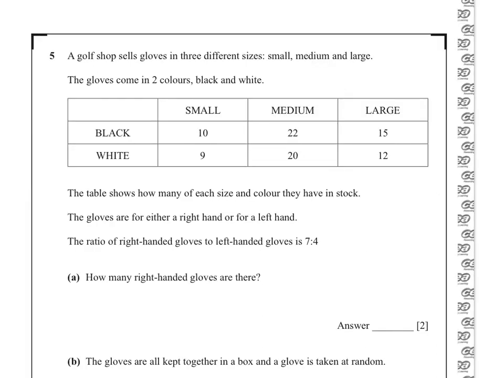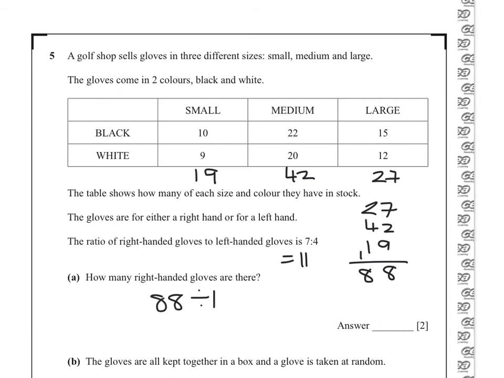To work out how many right-handed gloves, we need to work out how many gloves have been sold. So small is 19, medium is 42, and large is 27. So if I do 27 plus 42 plus 19, I get 88. 7 plus 4 is 11. So right-handed gloves will be 88 divided by 11, which is 8, so that's 1 part. And right-handed gloves is 7. So it's 7 times 8, so that gives us 56.